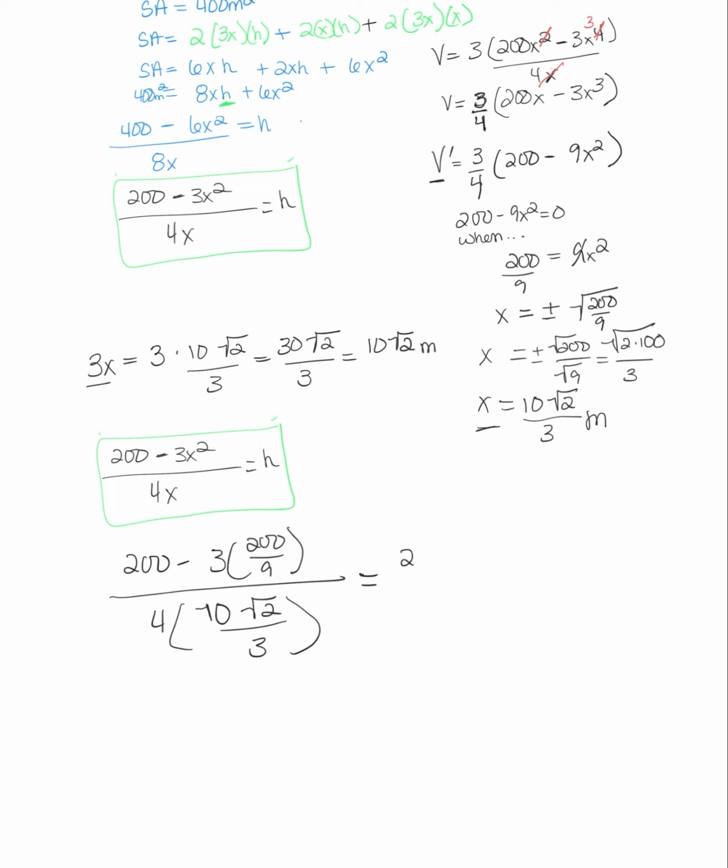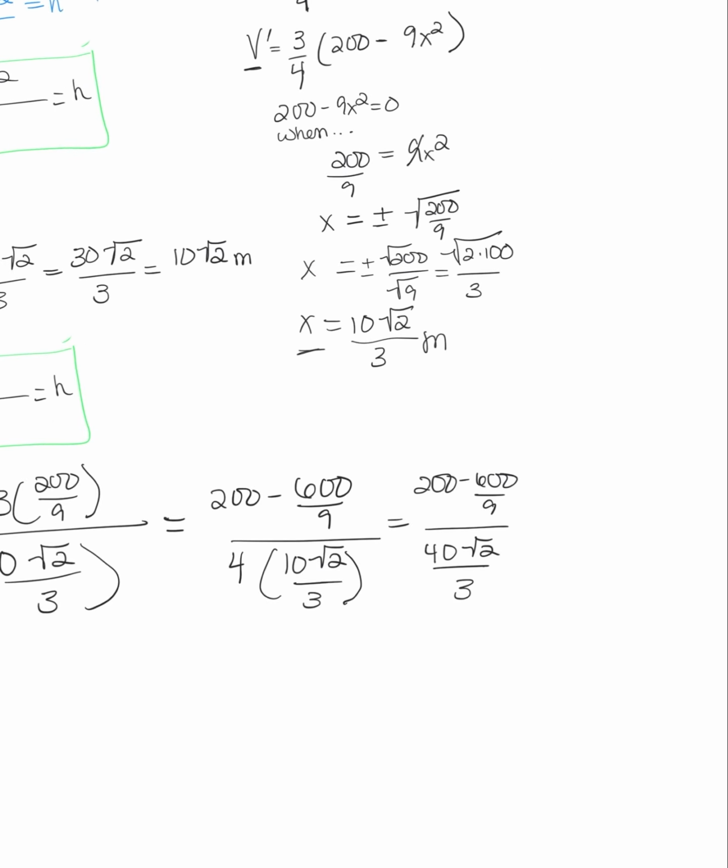Okay, so let's go ahead and distribute here. We have minus 600 over 9 equals 4 times 10 root 2 over 3, which you could simplify a little bit more. You can then say 200 minus 600 over 9 equals 40 root 2 over 3. Okay, and then there are several different ways that you can do this.